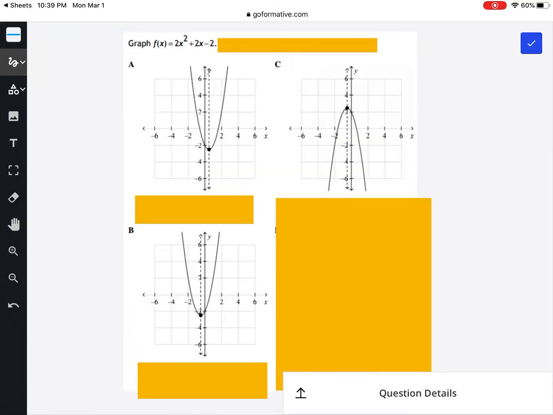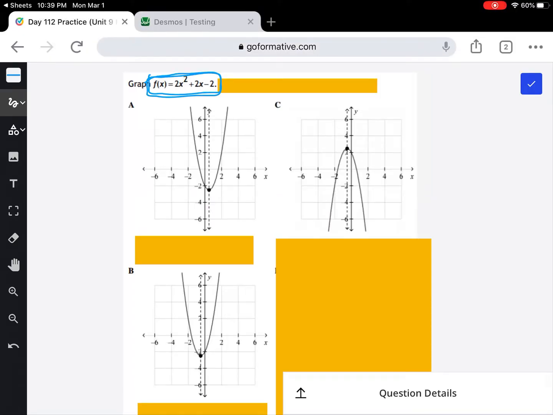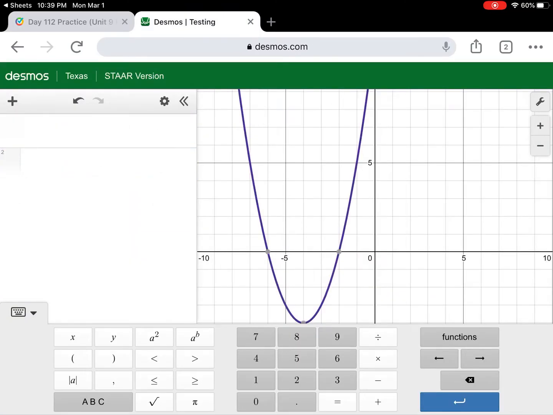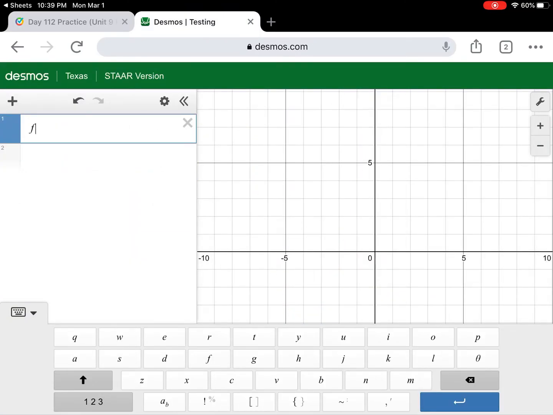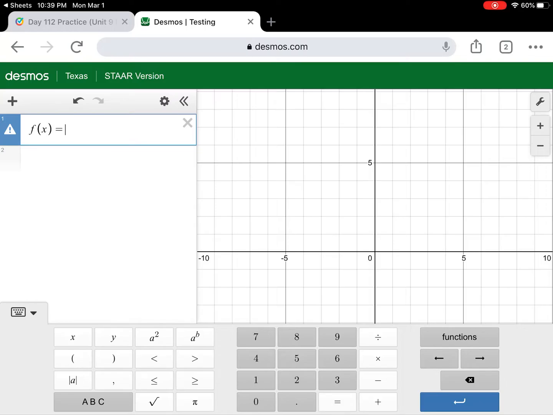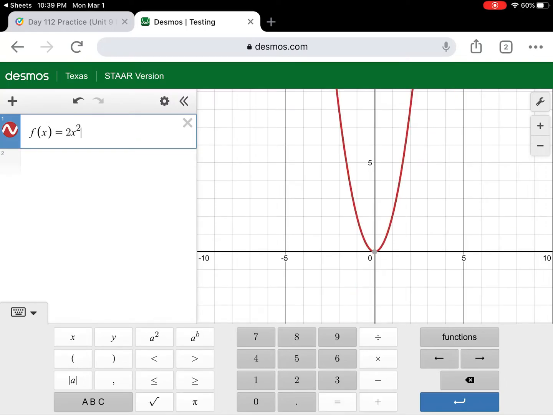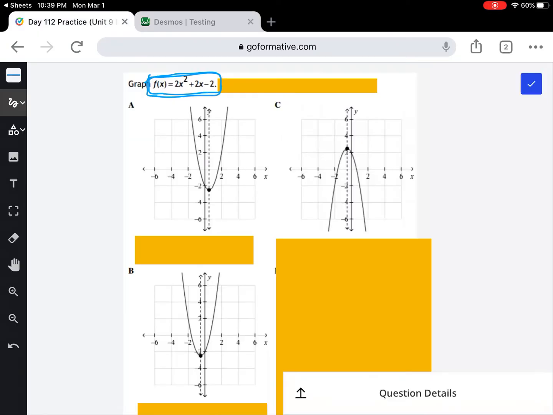Okay, number 7, this one looks really ugly, but what it's saying is we have an equation and it just wants you to pick the graph that matches it. So I'm going to type in x squared plus 2x minus 2. So here's this original graph.